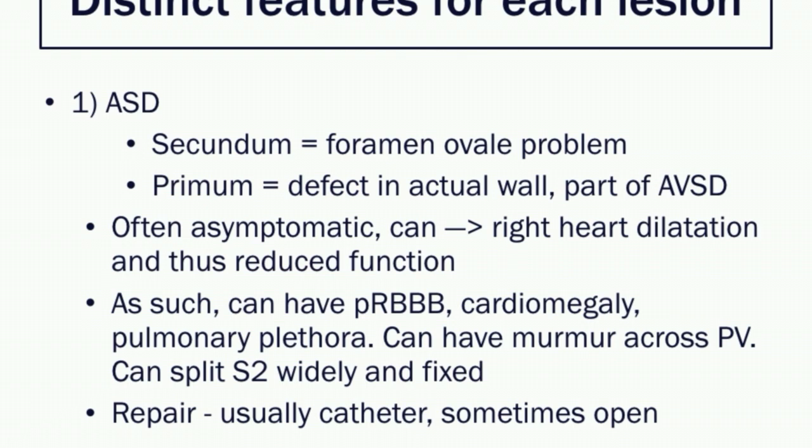And as such, over time you can get your findings on your chest x-ray and your ECG that you will have learnt about, like pulmonary plethora building up, cardiomegaly because of the right side dilatation, and right partial bundle branch block because you're affecting the electrical circuit of the right side of the heart as it dilates. You can get a murmur across the pulmonary valve just because of the increased pressure going across it, and you can thus also get a split S2 that is widely and fixed split because there's no change in pressure between inspiration and expiration due to the fact that you're getting pressure going across from the left into the right.